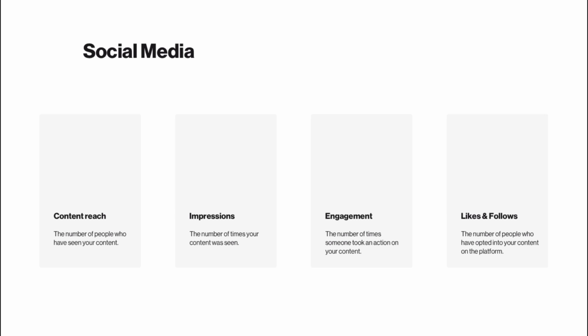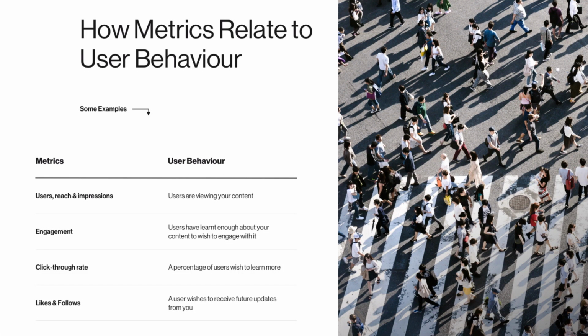Likes and follows represent the number of people who have opted into future communications from you on a social media platform. For example, if someone likes your page on Facebook, they're opting into receiving future content from you. It's critical to be able to connect these metrics to what your users are really doing. This will allow you to derive insights into their behavior. For example, if we look at the metrics relating to users, reach, and impressions, we can broadly say that these metrics relate to users viewing your content, your website, or your social media platforms.